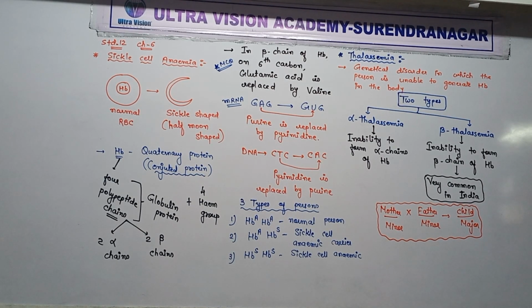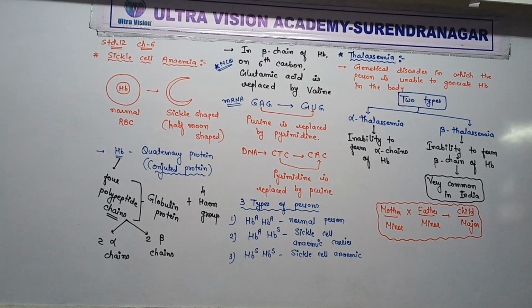Fine? Clear? Minor cross normal is equal to minor, no chance of major. Minor cross minor is equal to definitely major. Then onwards there is a possibility of the major.